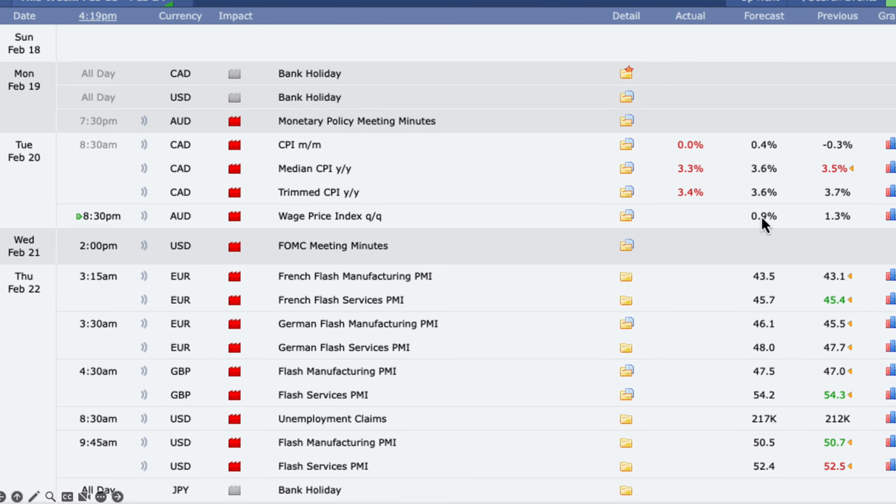Now, looking at the schedule here again, the CPI numbers out of Canada are out. You can see that it was weaker across the board, which is sort of bad news for the Canadian dollar, but good news for the Bank of Canada because then they don't need to raise, or they can talk about cutting rates in the coming months.